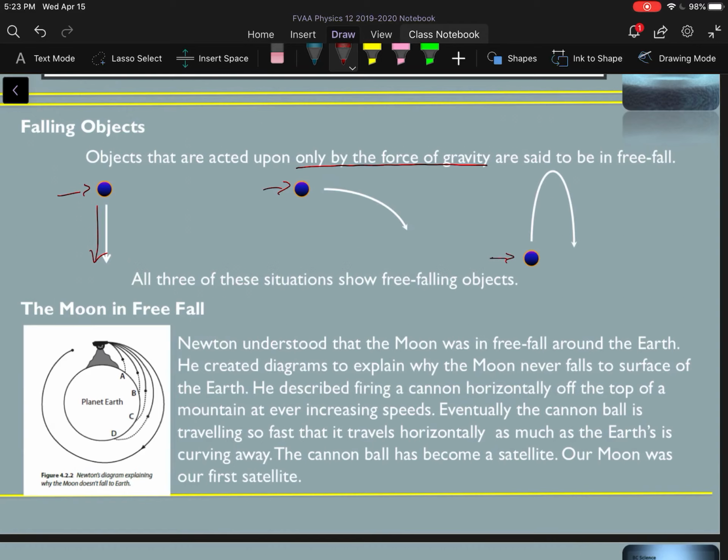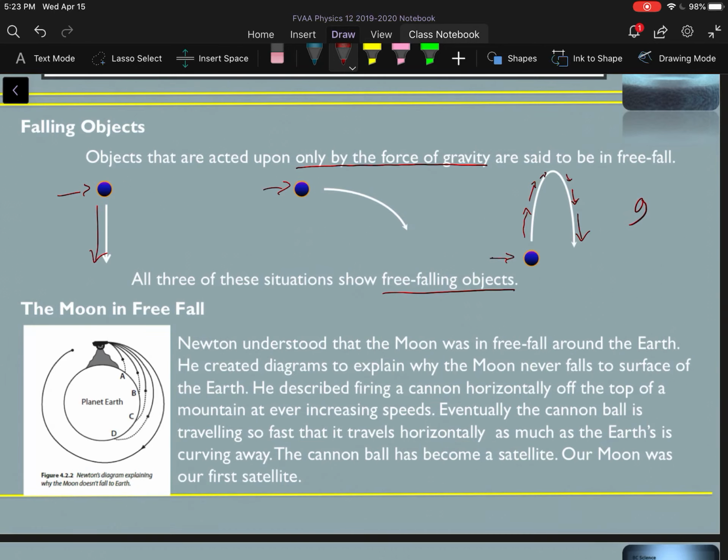And then the third ball is a ball that was thrown upwards, but the moment it leaves the hand, even though it's traveling upwards, it's being slowed down by gravity and then accelerated by gravity, and only gravity is working on it, accelerating all three of these objects at a rate of g. These are all free-falling objects.